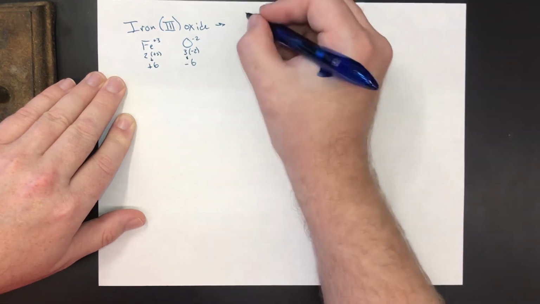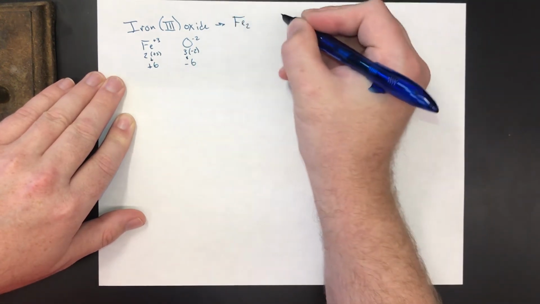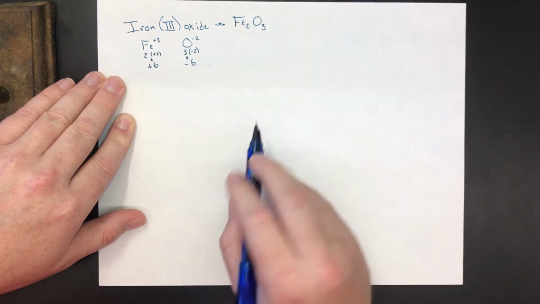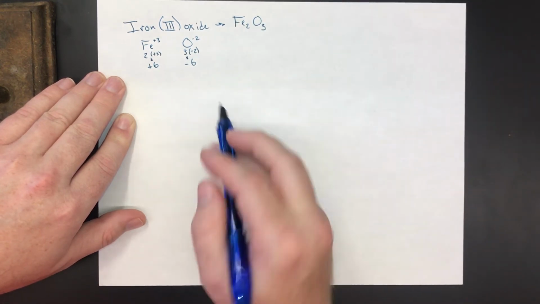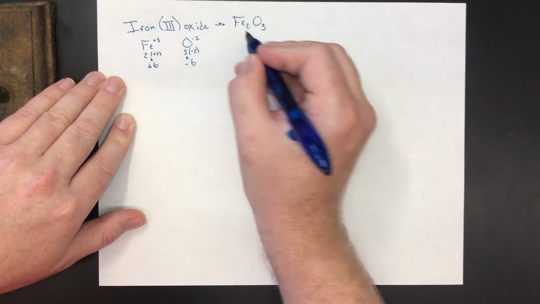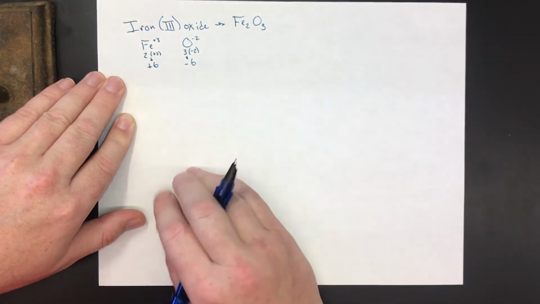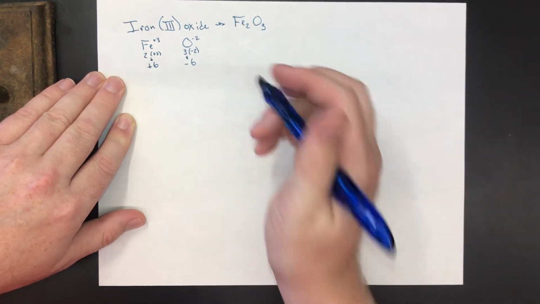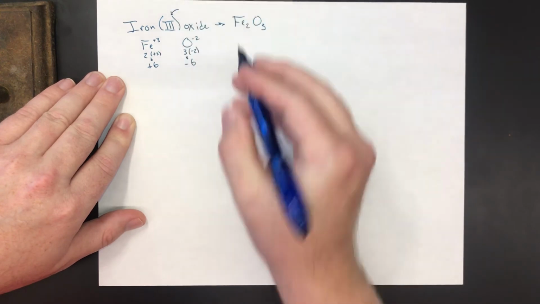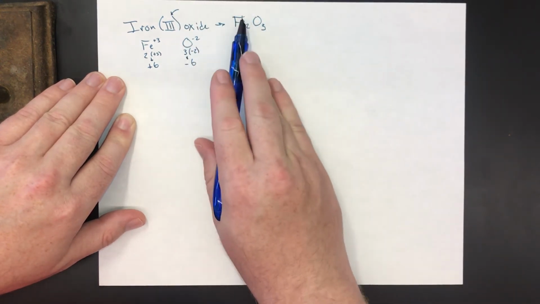So what this is saying is that I need 2 irons and 3 oxygens. So this would have an overall +6 and -6. So together they balance out. Without knowing this number, we would have no way of figuring this out.